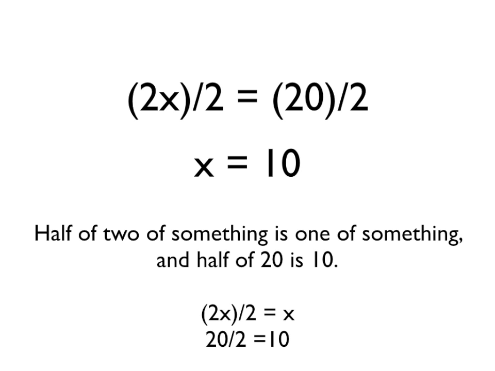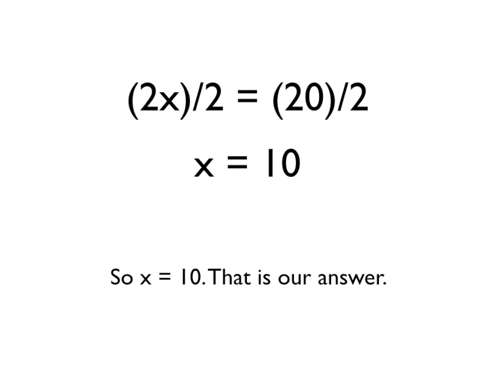Because half of something is 1 of something. Half of 2 hamburgers is 1 hamburger. Half of 20 is 10. So x equals 10. And you see that at the bottom. 20 divided by 2 is 10. 2x divided by 2 is x. So x equals 10. That's our answer.